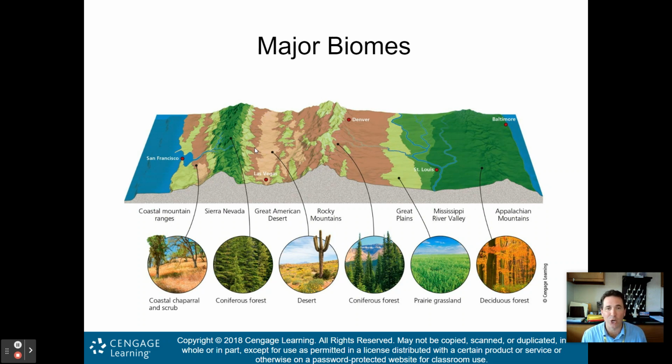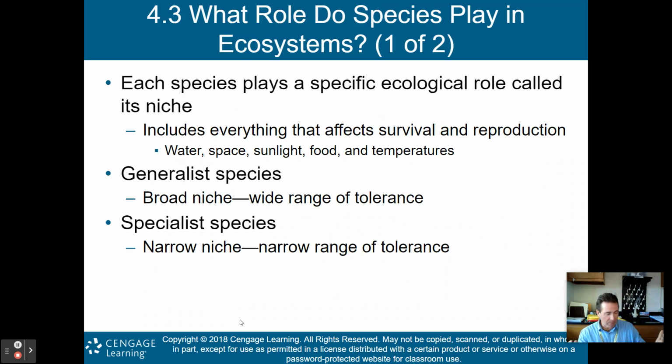A lot of biodiversity. If we had all deciduous forests, there wouldn't be as much biodiversity as we have out there because, again, we have all these different biomes. So that's something we'll talk about a little bit more later on in the course. So what role do species play in their ecosystem?